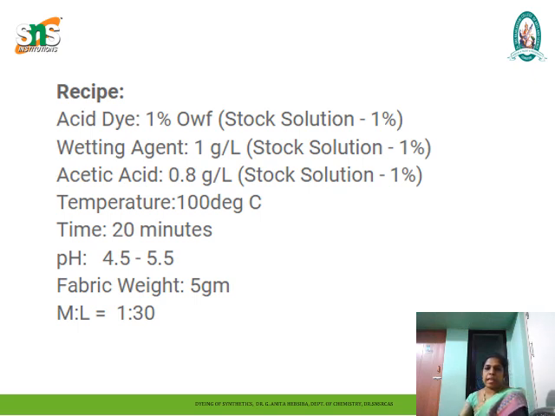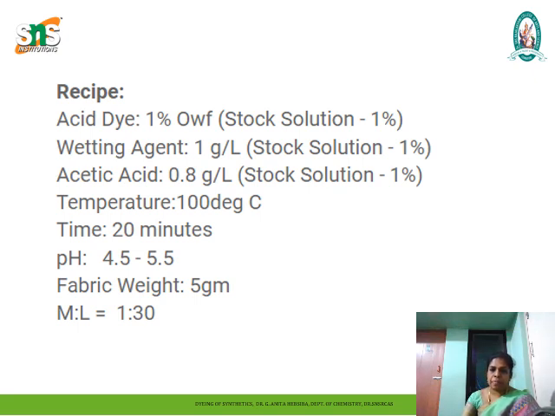The recipe: acid dye is 1% over the weight of the fabric. From a 1% stock solution we are able to take the acid dye solution, and a wetting agent, 1 gram per liter. Acetic acid makes the dye bath acidic, in order to enhance the dyeing rate. Temperature 100 degrees Celsius, boiling stage, time 20 minutes is required. pH 4.5 to 5.5, which is enabled by the addition of acetic acid, which is an organic acid, so not much harm is given to the fabric.